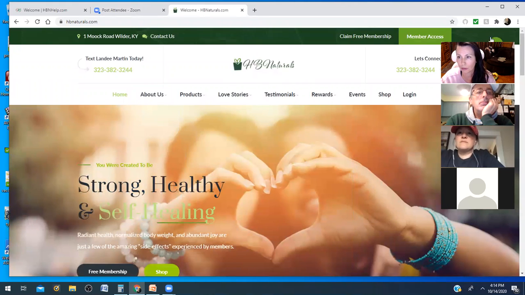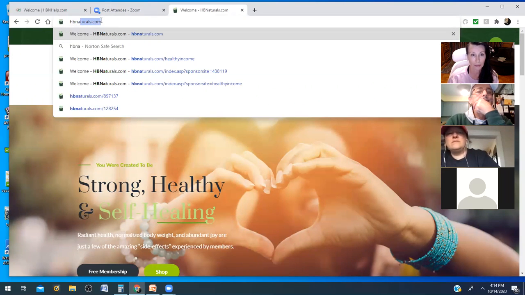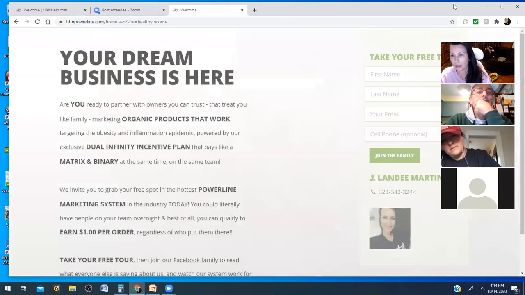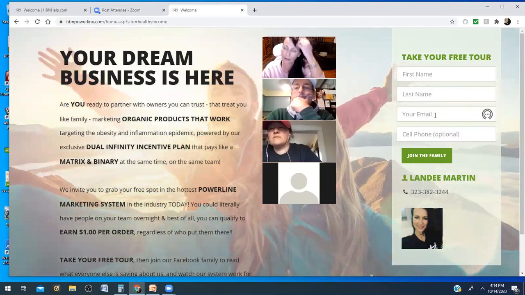So what you'll do, you can either go to your dashboard. Everybody knows where their power line is. You can go right to your dashboard through your power line, or you can just type in your power line, HB Naturals, or it's HBN power line. There it is right there. Okay, so that's my power line. You'll see my picture and all that. So I'm just going to show you how you do this.